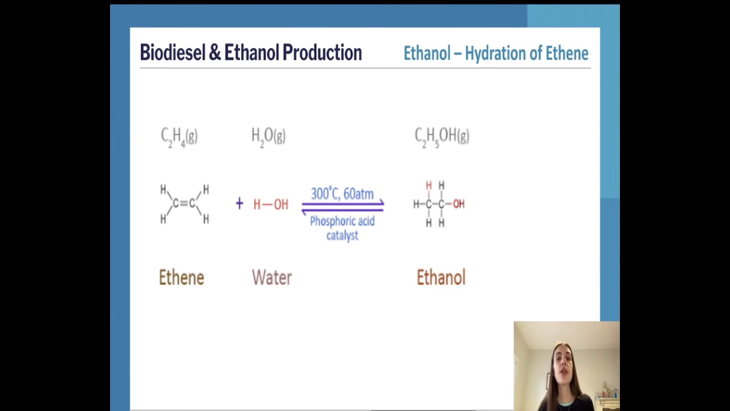And so other alcohols can also be made from other different alkenes, but in the case of this, we're purely just looking at the hydration of ethene. And so that summarizes the process of the hydration of ethene.